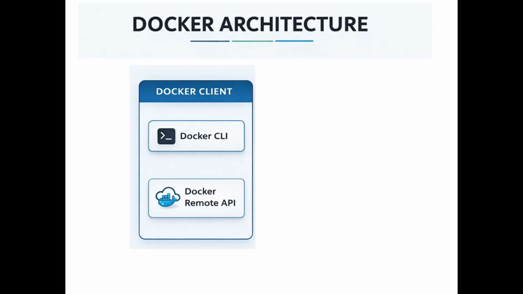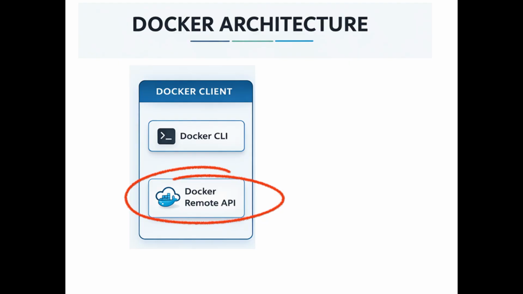The second way to communicate with Docker is the Docker Remote API. Using this API, applications and tools can interact with Docker programmatically. This is commonly used in CI/CD pipelines. For example, we have already used tools like Jenkins, GitLab CI, or GitHub Actions. We can use the Docker Remote API to perform operations like build Docker images, run containers, push images to a registry server, and manage Docker environments automatically.